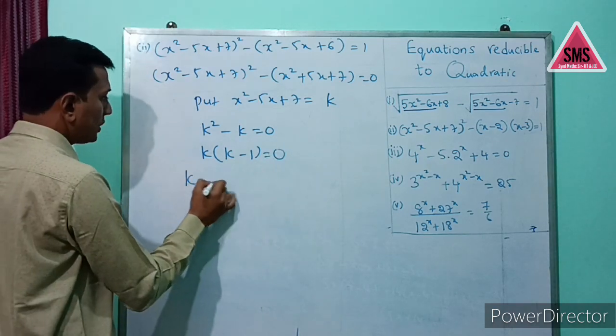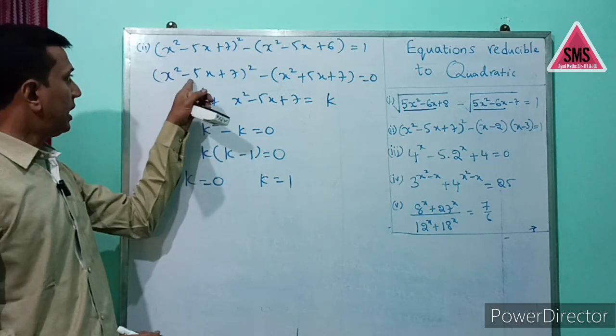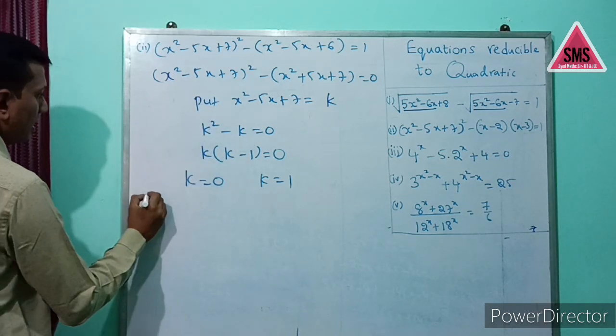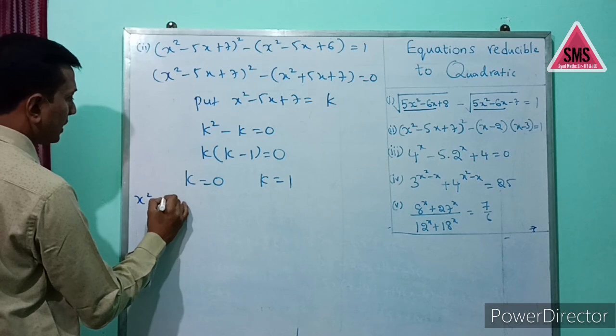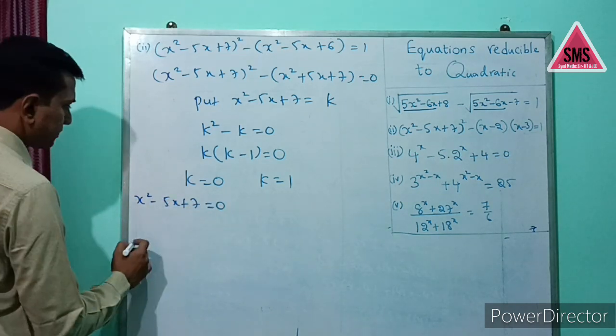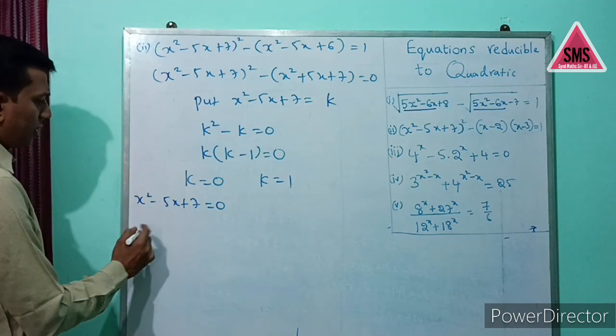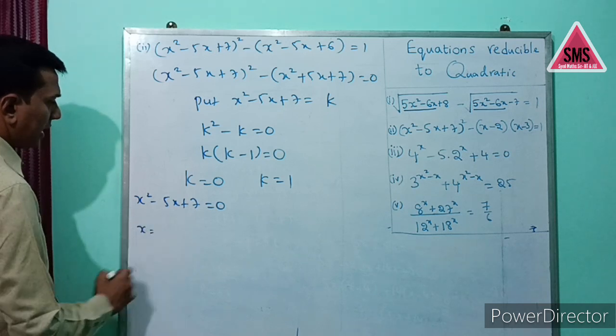You will get k equals 0 as well as k equals 1. Now what is k actually? This is the quadratic equation. So when you replace this k value, we get x square minus 5x plus 7 equals 0. Now simplify accordingly, either by factorization method or quadratic formula. So I will use the quadratic formula here.